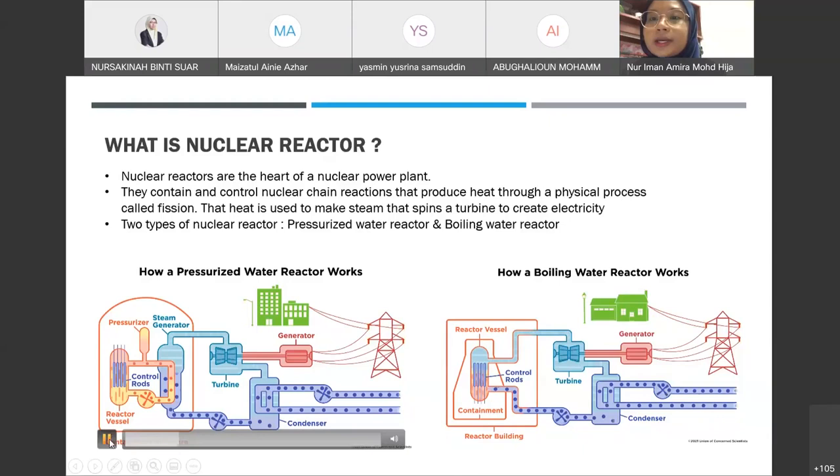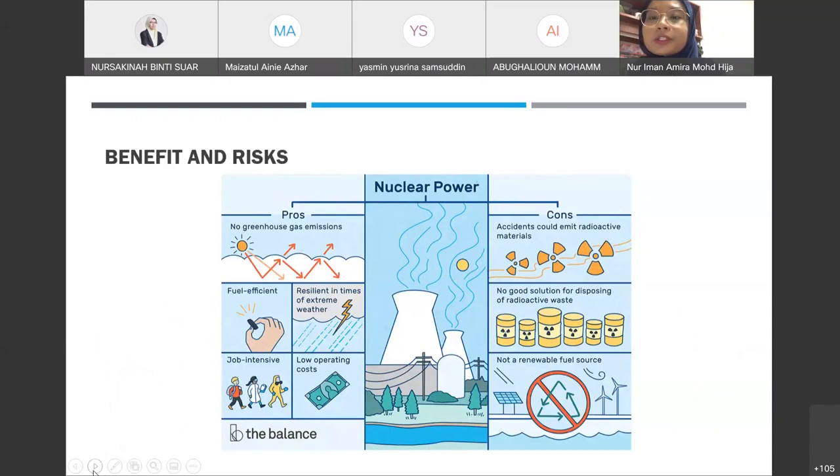So let's see the benefits and risks of nuclear power plants. Some of the benefits are that it helps to reduce greenhouse gas emissions, is fuel efficient, and is resilient in times of extreme weather. While the con is that any accident will emit radioactive materials, which raises concern about how to dispose of the radioactive waste.